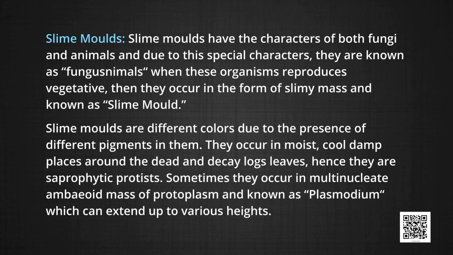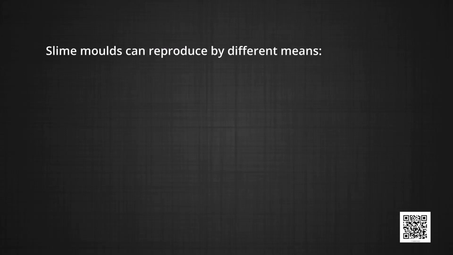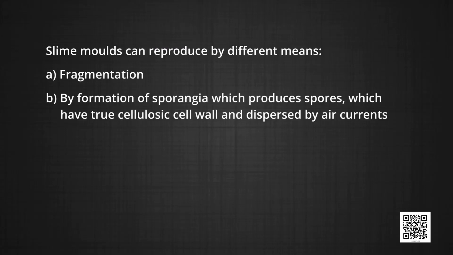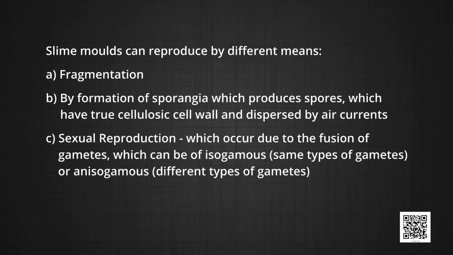Sometimes they occur as a multinucleate amoeboid mass of protoplasm known as plasmodium, which can extend up to various heights. Slime molds can reproduce by different means: fragmentation, and formation of sporangia, which produce spores which have a true cellulosic cell wall and are dispersed by air currents; and sexual reproduction, which occurs due to the fusion of gametes, which can be isogamous, same types of gametes, or anisogamous, meaning different types of gametes.